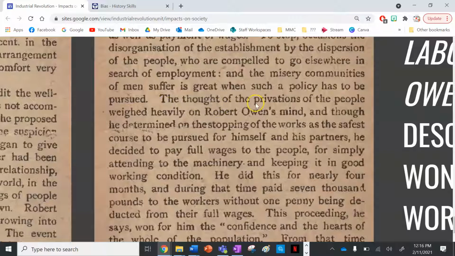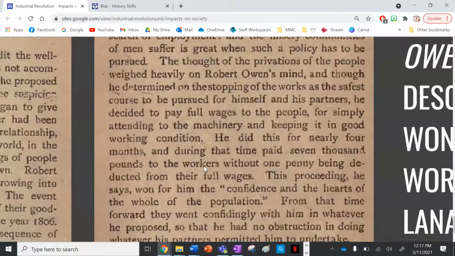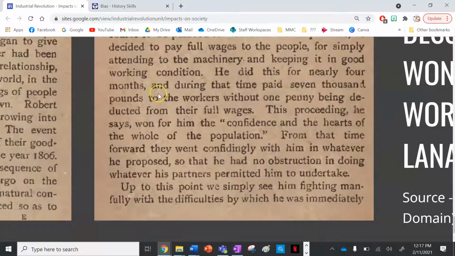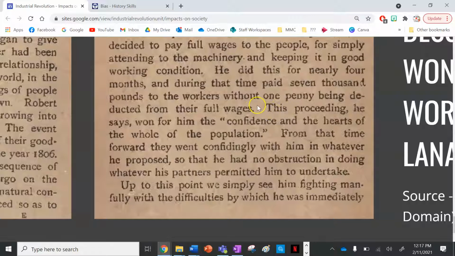The thought of the privations of the people weighed heavily on Robert Owen's mind, and though he determined on the stopping of the works as the safest course to be pursued for himself and his partners, he decided to pay full wages to the people for simply attending the machinery and keeping it in good working condition. So Robert Owen decided to close the factory but still pay his workers, even if their only task was to check the machinery to make sure it still worked. He did this for nearly 4 months, which is quite a lot of time, and during that time paid £7,000 to workers without 1 penny being deducted from their wages. So he still paid them their full wages so they could keep their jobs.